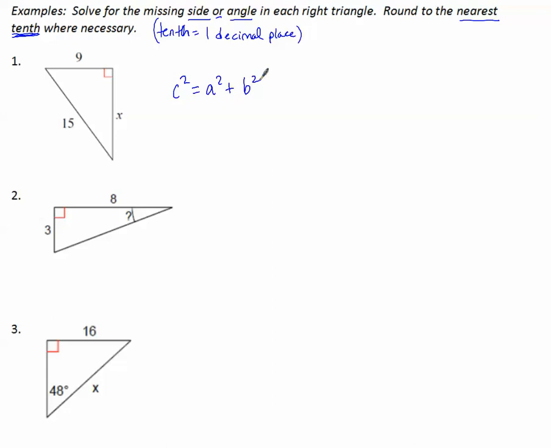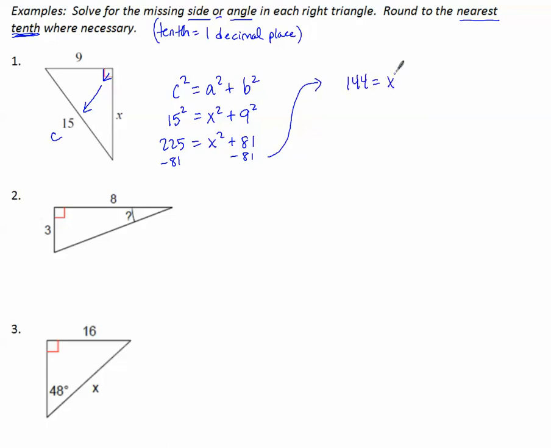How do we know which is the c? Here's our right angle. Use it as an arrow, look across. There's our c. 15 squared equals x squared plus 9 squared. 225 equals x squared plus 81. Subtract 81 from both sides.